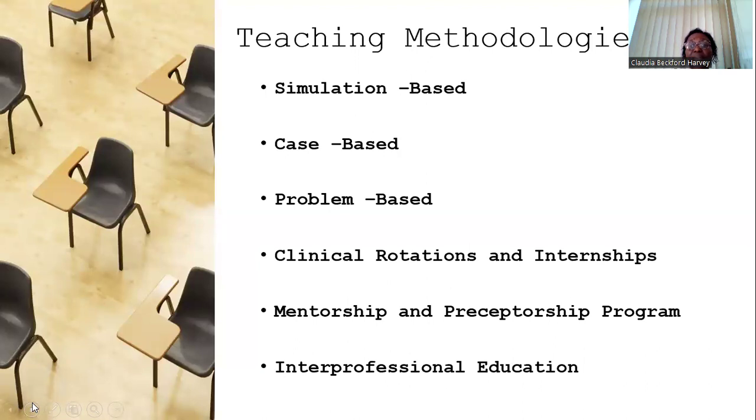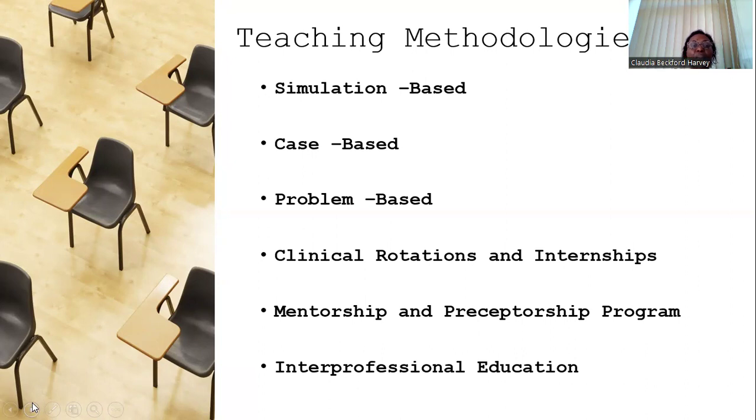Now we will look at the case-based methodology. The case-based methodology involves using detailed patient cases to promote problem solving and application of theoretical knowledge to clinical practice. This method encourages critical thinking and helps students learn to manage patient care holistically. The benefit of this is that it develops clinical reasoning, integrates knowledge from different domains, and enhances decision-making skills.